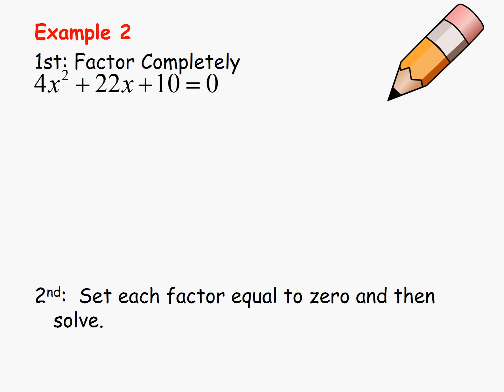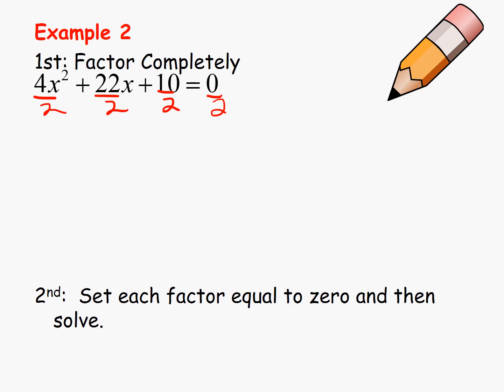We need to factor 4x squared plus 22x plus 10. So let's ask ourselves, is there a common factor between 4, 22, and 10? And there is, so let's take out a 2. So if we divide everything by 2, and since we have an equation now, whatever happens on the left side has to happen on the right side. So I'm going to divide everything by 2.